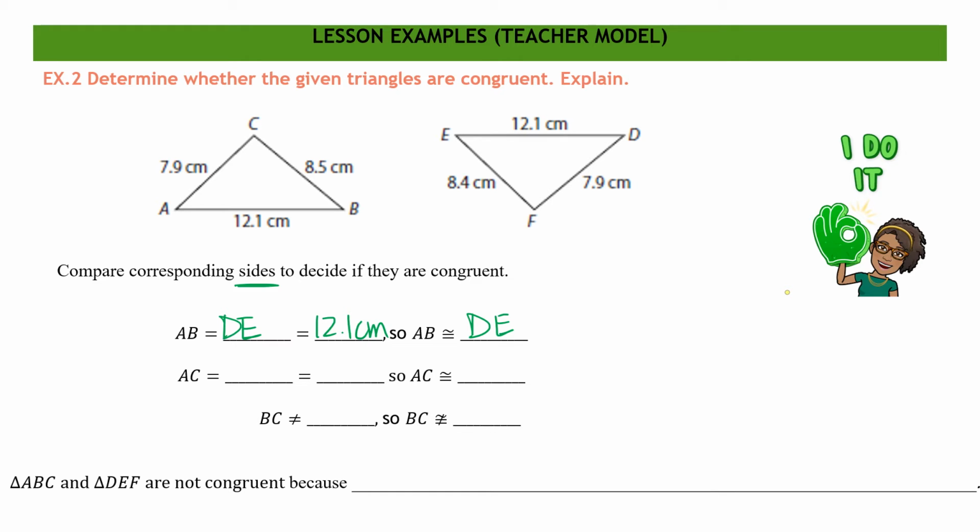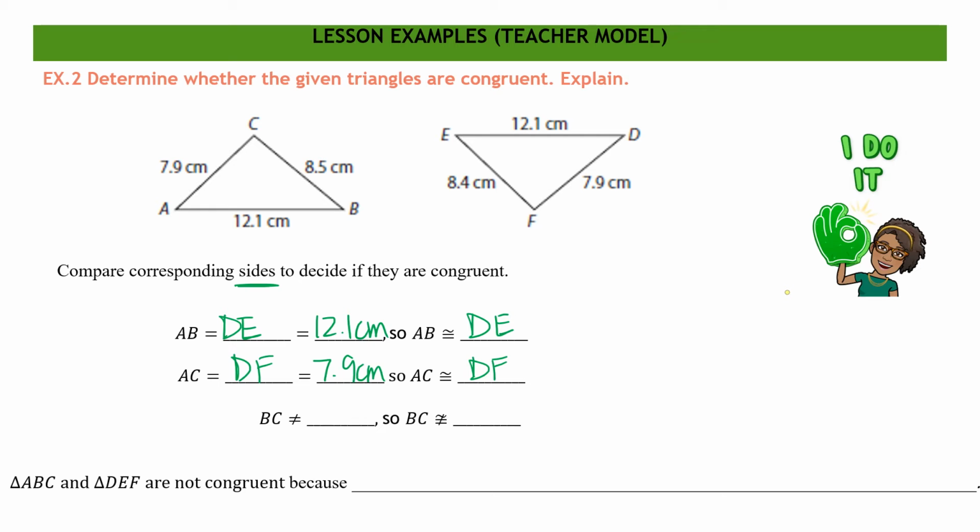Side AC shows to be 7.9 centimeters, and looking at the second triangle, I see that side DF is also 7.9 centimeters. So if the measure of the sides are the same, we also know that the sides are also congruent. So AC is congruent to DF.